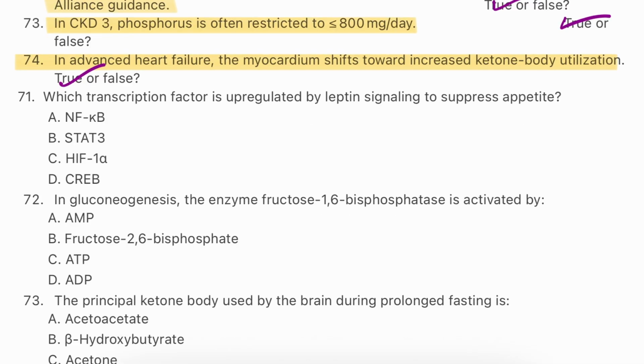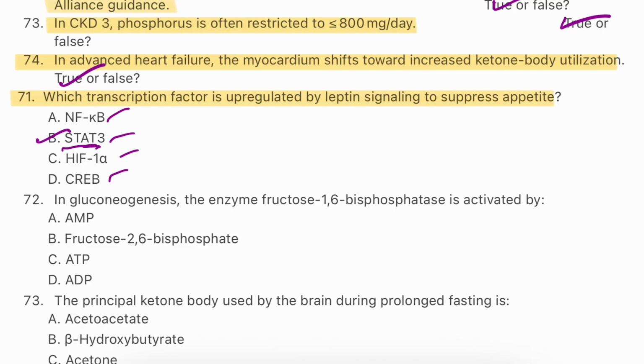Question number 71. Which transcription factor is upregulated by leptin signaling to suppress appetite? NFKB, STAT3, HIF1 alpha, CREB. The answer is B. STAT3. Leptin activates STAT3 suppressing appetite via hypothalamic signaling.